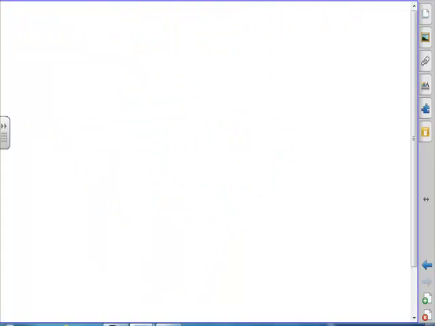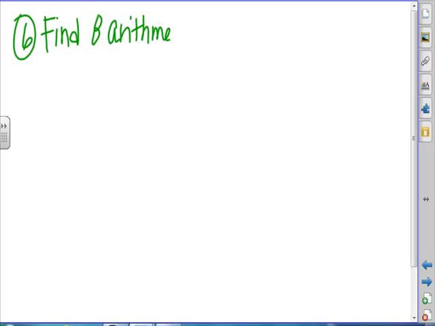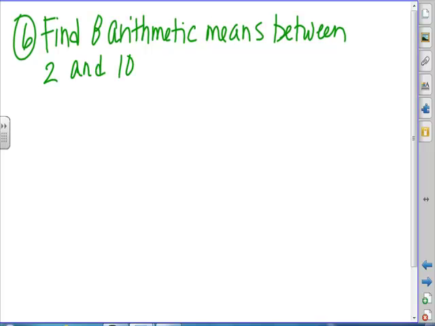Okay, here's another one. Find 8 arithmetic means between 2 and 101. So once again, this is about vocabulary in some respects, because you need to understand what this means if you're asked for arithmetic means. Basically, it means we have an arithmetic sequence and we want to know what's between 2 and 101. And we have 8 positions.